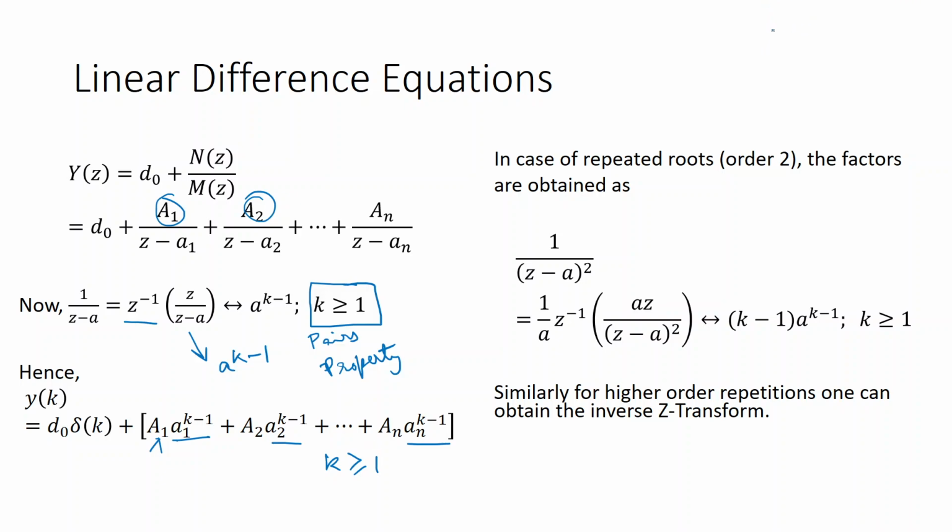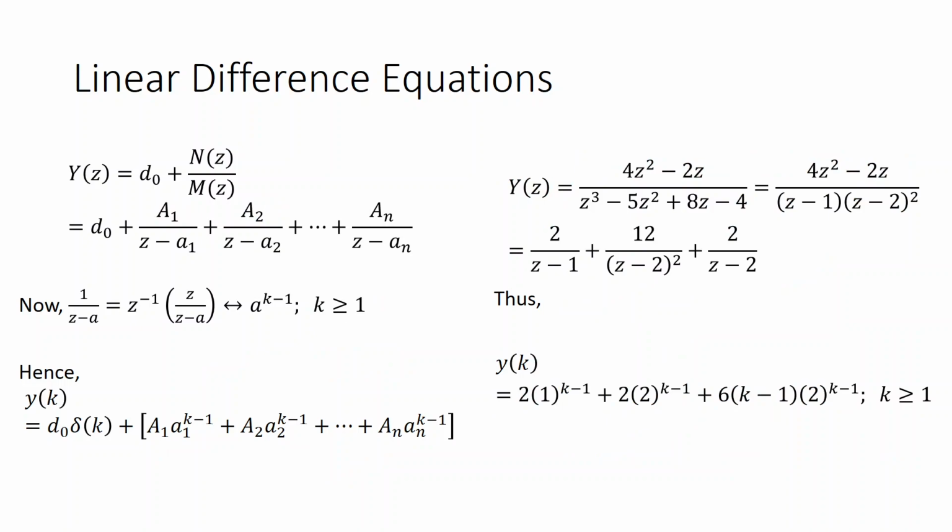In case there are repeated roots, we are dealing with one particular example of order 2, then what we do, the factors are obtained as 1 by (z minus a) square, because you will have to do some differentiation etc., and you will get such higher order factors. So if you get (z minus a) square, that is nothing but 1 by a, z inverse of a z by (z minus a) square, and this has an inverse z transform of k a to the power of k, and since there is z to the power of minus 1, you have (k minus 1) a to the power of (k minus 1).